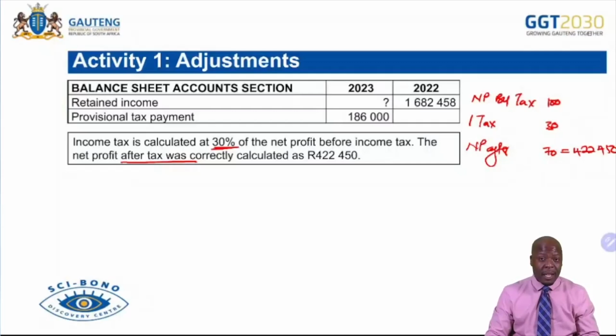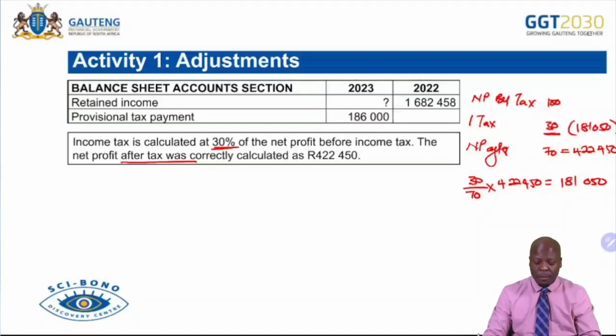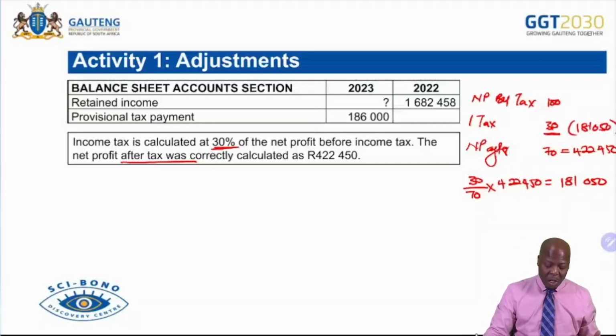Let's start with calculating income tax. If we are to calculate income tax, we're simply saying what we want is 30 and what we have is 70 multiplied by the 422,450. So therefore our income tax for the year is going to become 181,050. So this would be shown in our statement of comprehensive income, 181,050.